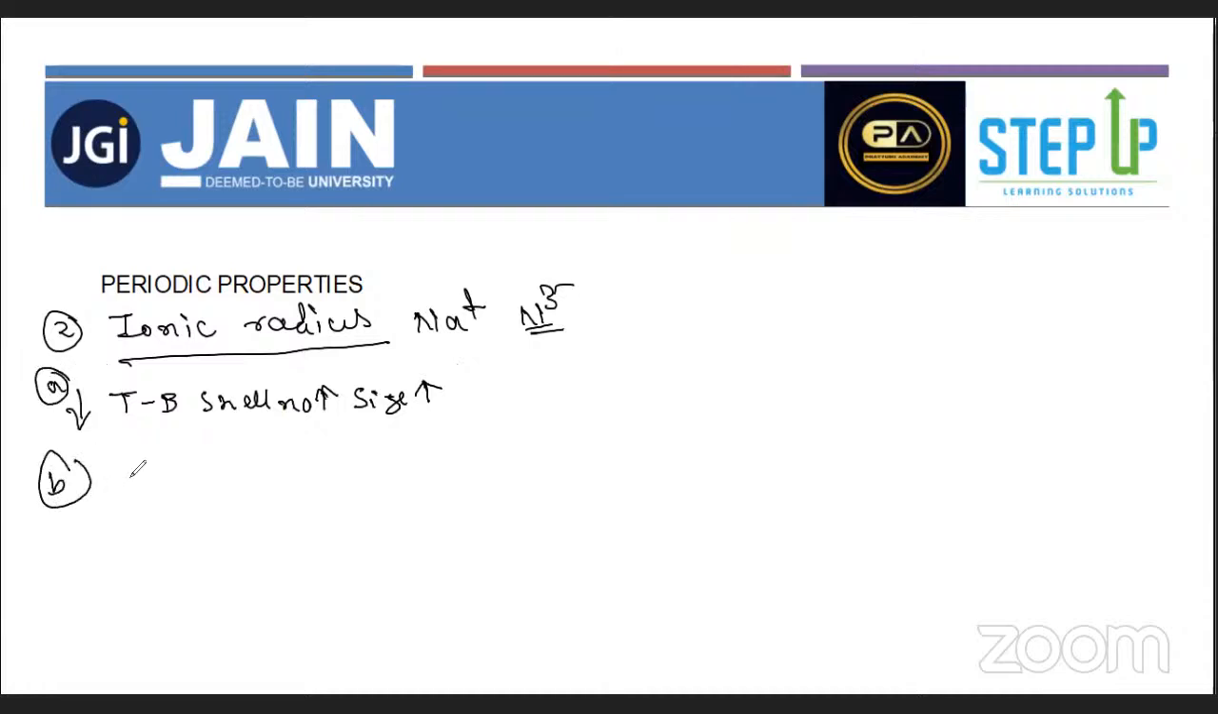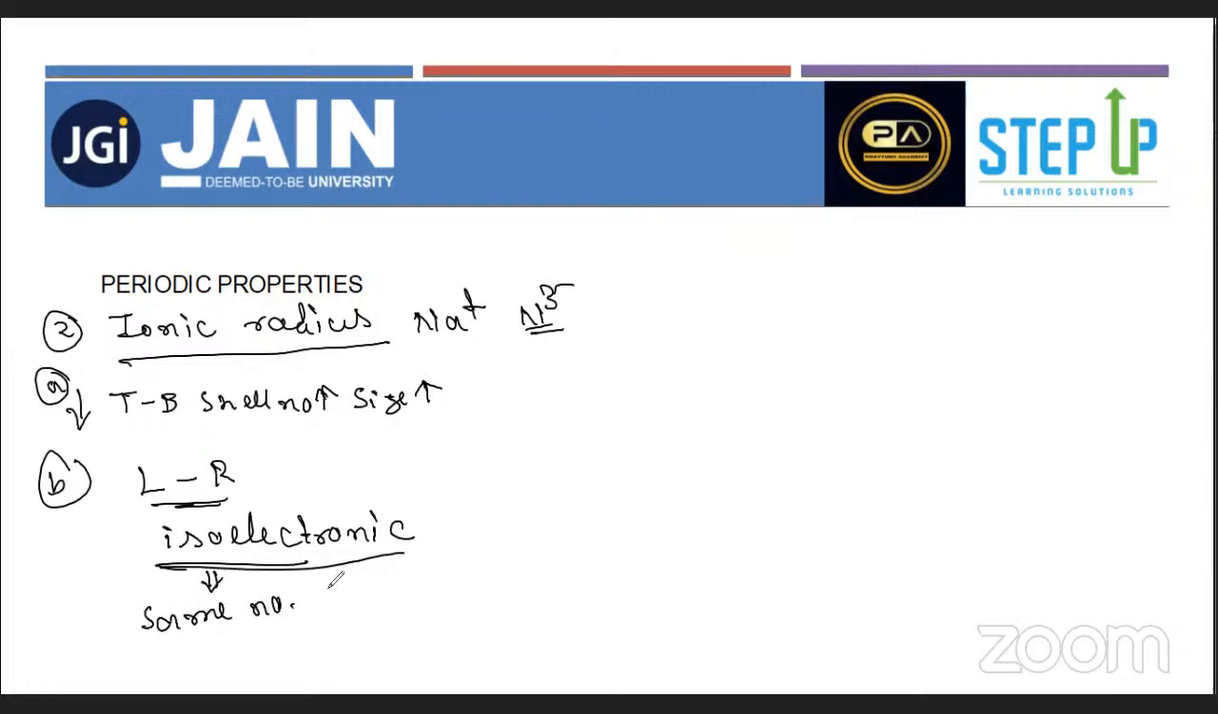The problem starts when I'm moving left to right. The problem starts when we are talking about isoelectronic species. Now, what are isoelectronic species? Isoelectronic species are those species which have the same number of electrons. Why does the problem arise? For example, I'm taking sodium plus, magnesium 2 plus, and aluminium 3 plus. I have all these three.